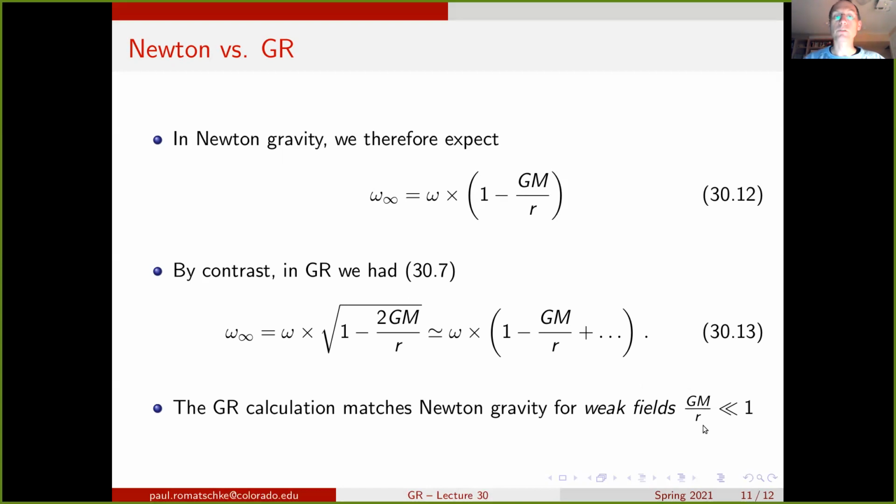And remember, the Newtonian calculation simply involved the conservation of energy. So that's why we expect a redshift of photons. The only difference is that we expect the GR result, the square root here, to be the exact result, whereas the Newtonian gravity calculation is an approximation.